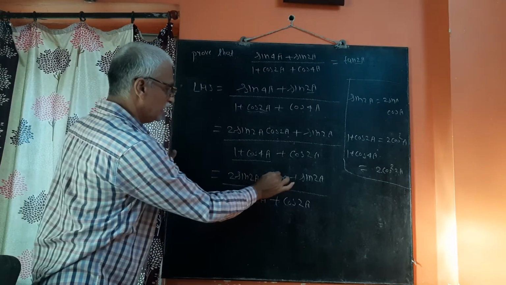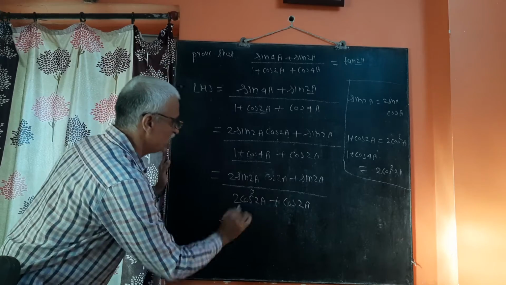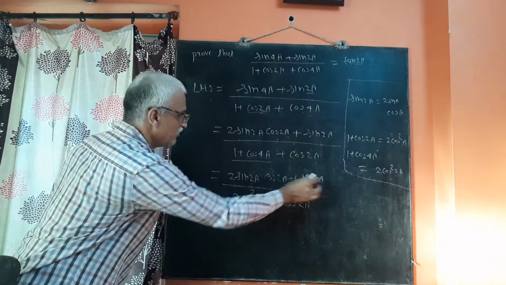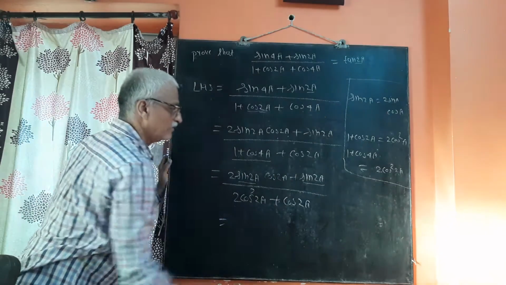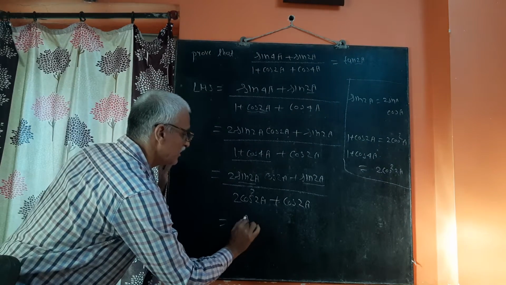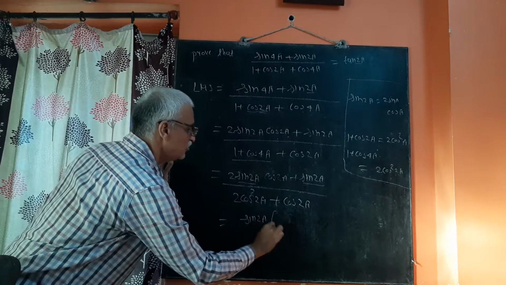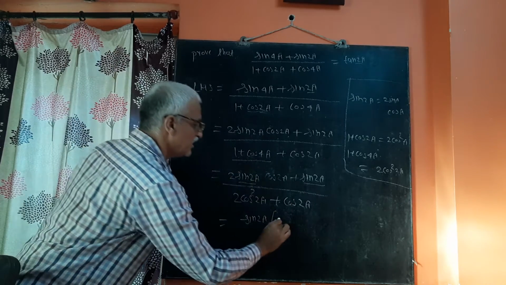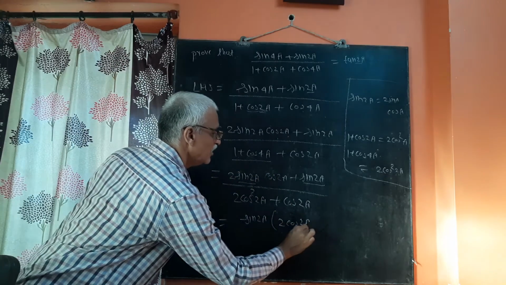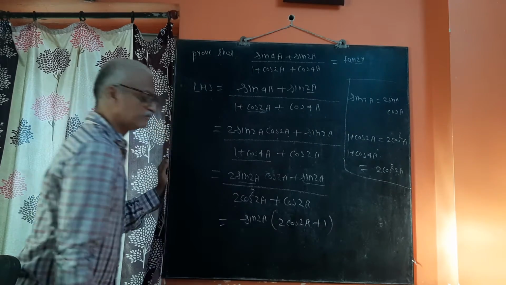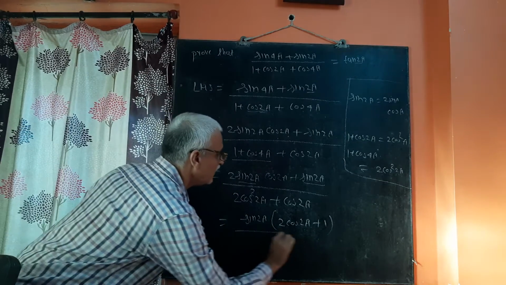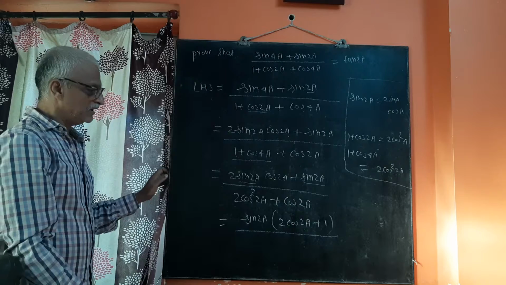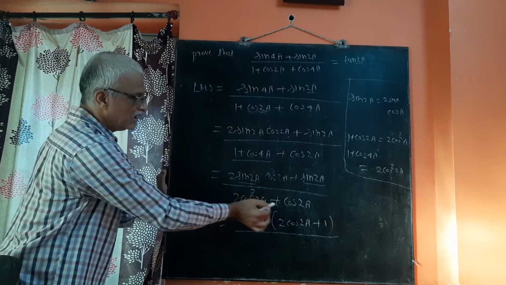Now, from the numerator, here it is 2 sin a cos a, that is sin 2a. We can take sin 2a common. Taking sin 2a common, in the bracket, what is remaining? 2 cos 2a plus 1, divided by, in the denominator, 2 cos square 2a and cos 2a.